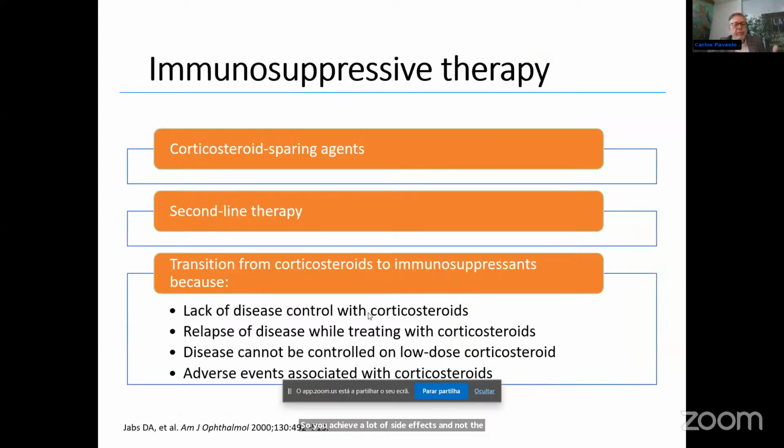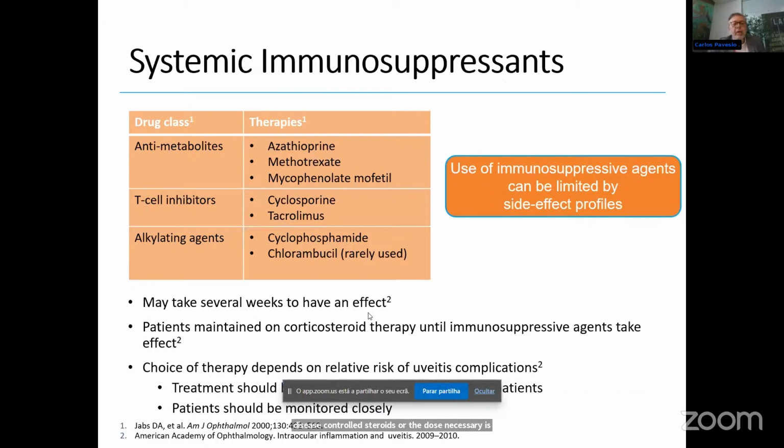The immunosuppressives are very helpful in sparing the corticoid problems and helping control disease, usually with a lack of disease control with steroids, or when the dose necessary is too high, or the disease is frequently relapsing on steroids. These are the ones most frequently used, the antimetabolites especially. Of course the T-cell inhibitors are still available, but less and less used these days. And as I mentioned before, the alkylating agents.